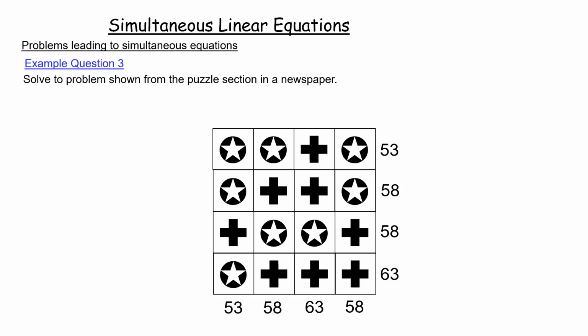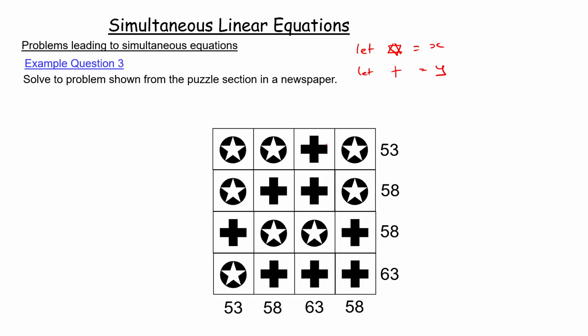Right, hopefully you worked it out correctly. Let's work through it then. So I've got stars and crosses. I can't use stars and crosses in my example. So what I'm going to do is I'm going to say let the stars be equal to x, and then let the crosses be equal to y.